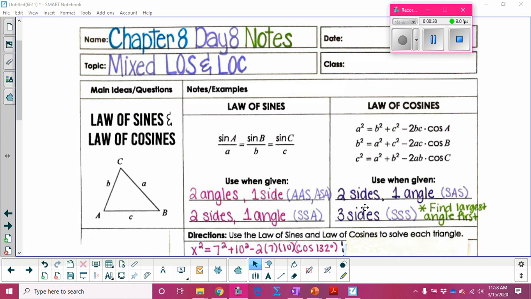If you are given three sides and you need to find an angle, you're going to use the law of cosines. Now remember, when you are given three sides and you're finding an angle, you will always find the largest angle first, and this angle will be across from the longest side.